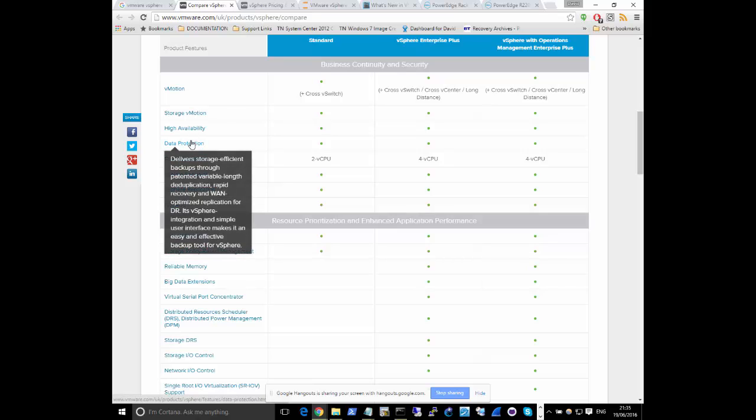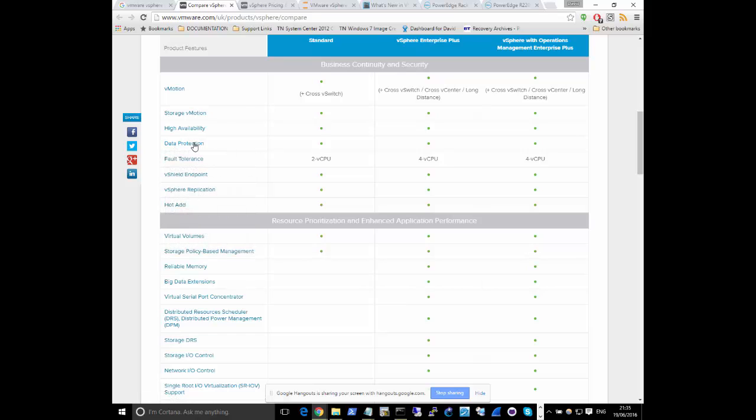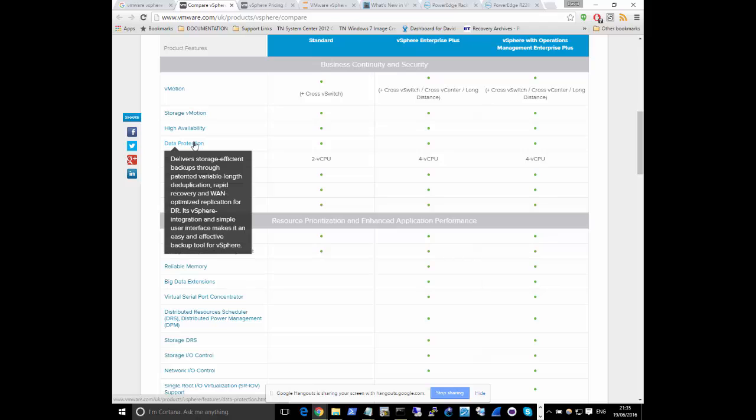So then the other one they call data protection. It says this one delivers storage efficient backups through patented variable length deduplication, rapid recovery, optimized replication for DR, it's vSphere integration. So basically, it's a VMware backup product. So if you're going to be using this, it's basically the equivalent of using something like Commvault or Symantec, or Veeam or whatever popular backup technology. So VMware Data Protection, that's what it is. That's available in Standard also.